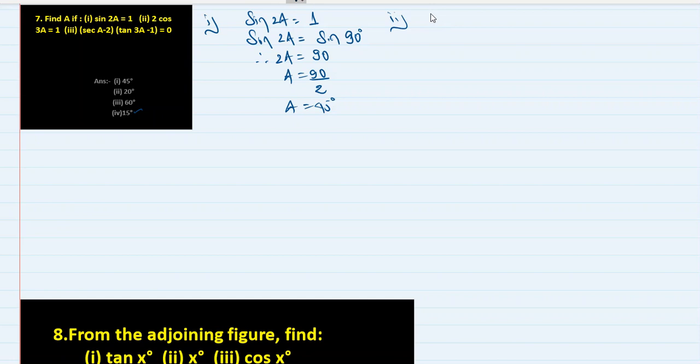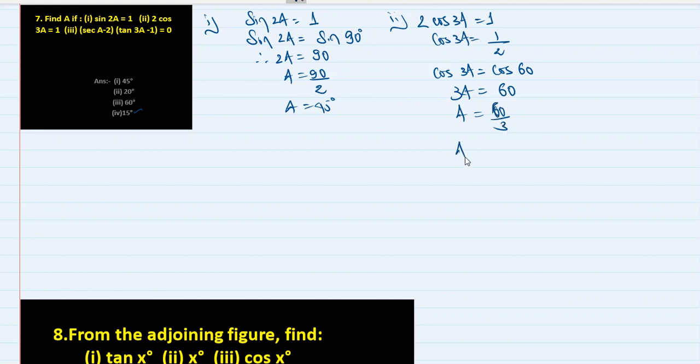Number 2, 2 cos 3A is equal to 1. So cos 3A is equal to 1 by 2. So cos 3A is equal to cos 60 because cos 60 is 1 by 2, right? So we can remove cos from both the sides and we get 3A as 60. So A is equal to 60 by 3, so A is equal to 20 degrees.